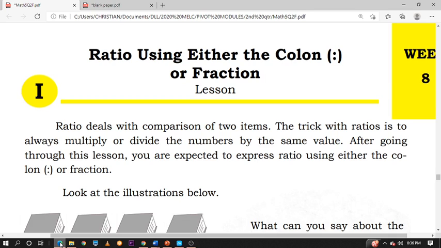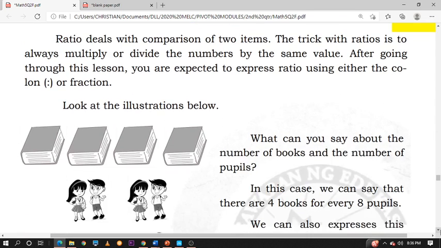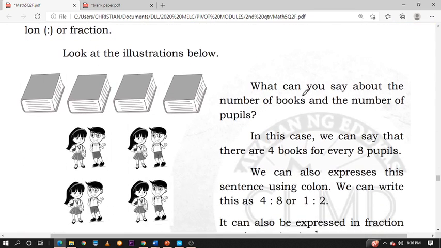So after going through this lesson, you are expected to express ratio using either the colon form or the fraction form. So let us look at these illustrations. What can you say about the number of books and the number of pupils? So in this case, we can say that there are 4 books, 1, 2, 3, 4, for every 8 pupils. So 1, 2, 3, 4, 5, 6, 7, 8.